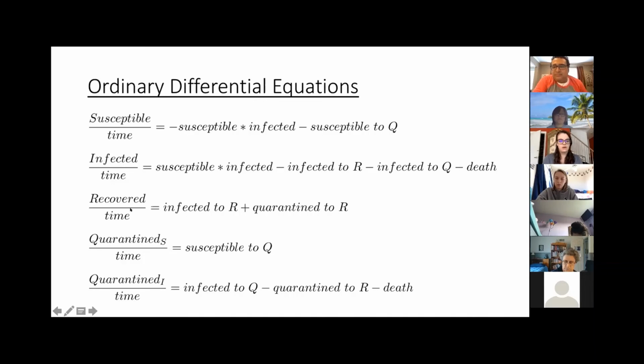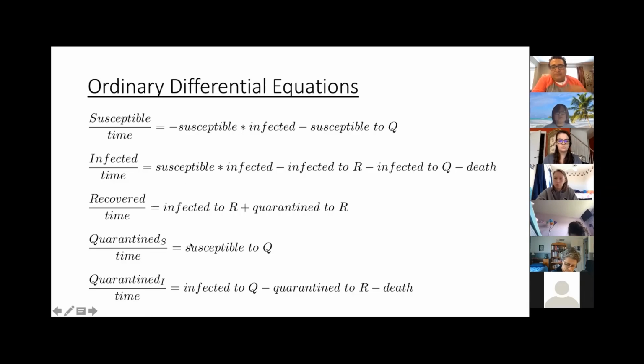And then we have our recovered population. The recovered either come directly from the infected population recovering, or those infected that move to quarantine can also recover. And then we have our two quarantine populations. I have the quarantine from the susceptible, so susceptibles moving to quarantine, and then I have the infected moving to their quarantine. And these infected people in quarantine can either recover or they can die.